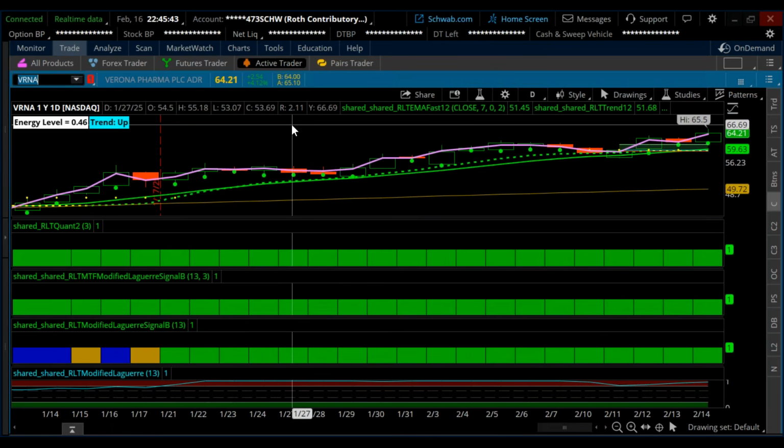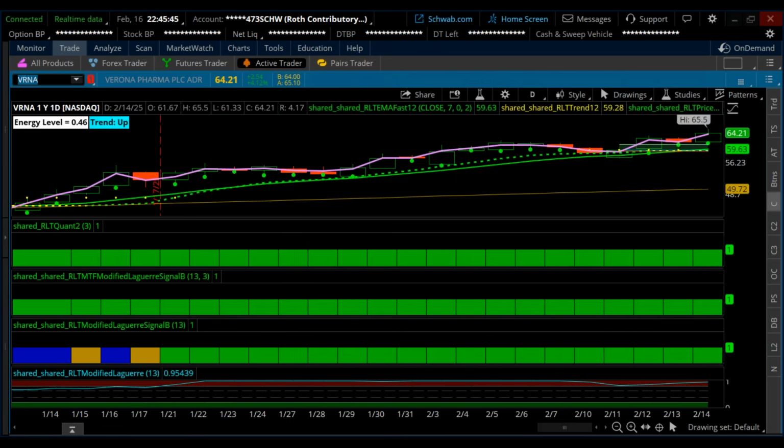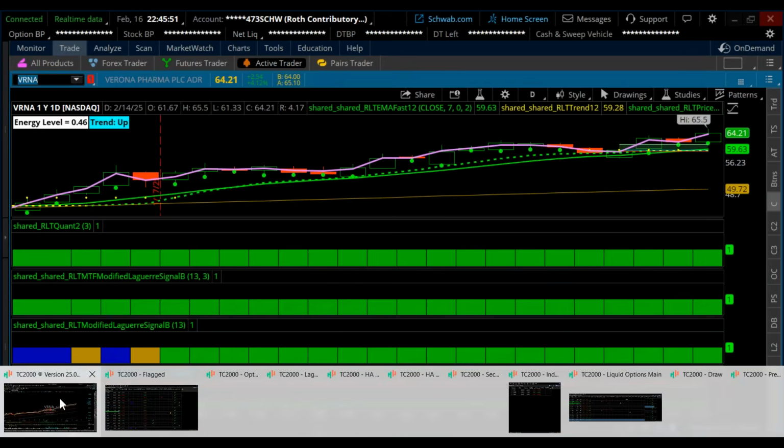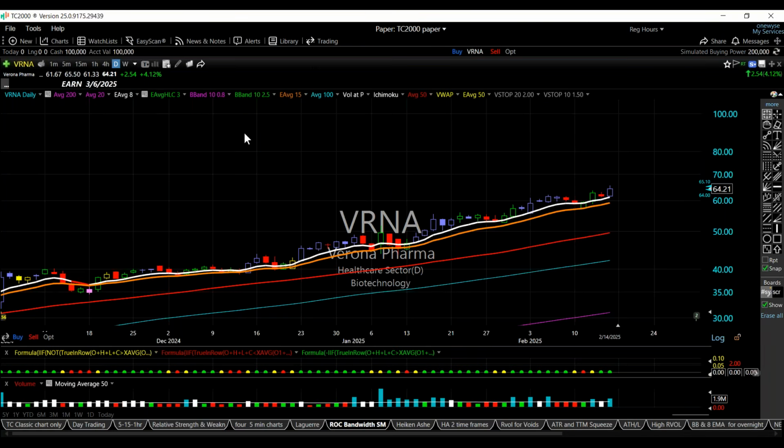Again, any of these could fail, but they're much less likely to fail than just random stocks that you're choosing. These have very high probability win rates.